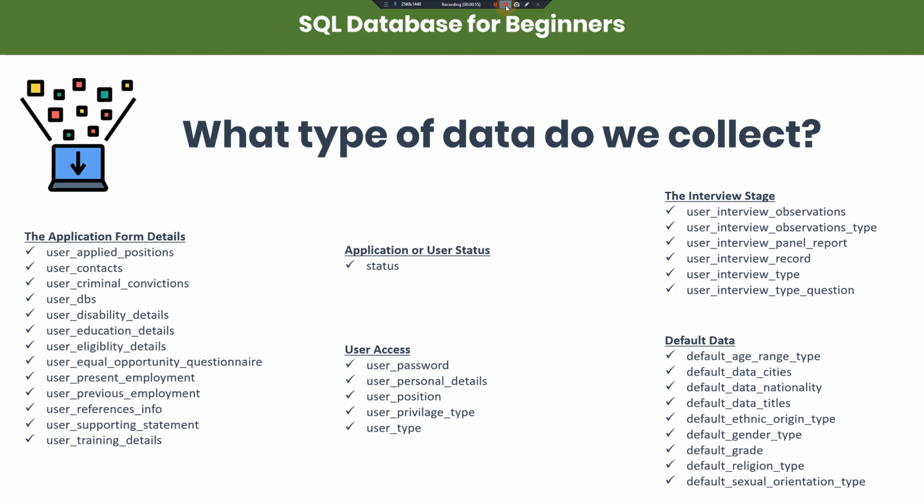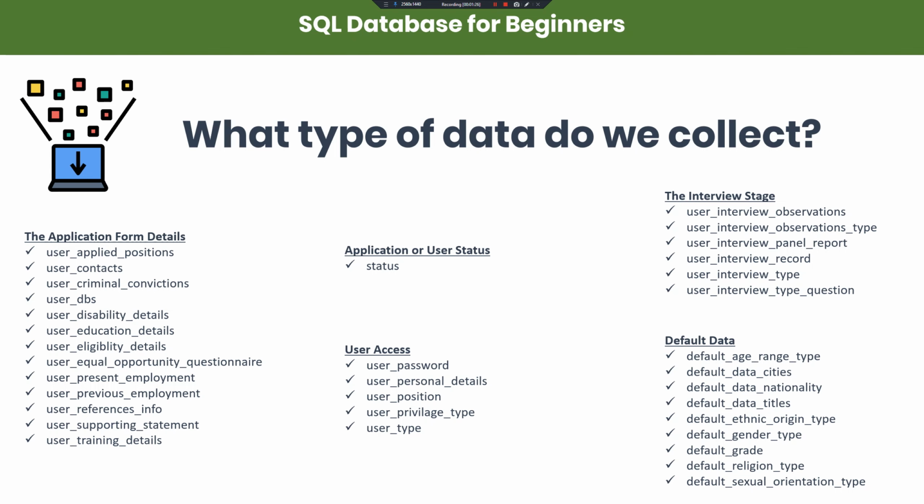The first requirement will be to look at the application form details. What information is going to be stored in our application form? Generally, we're going to be looking for things like the position that the user has applied for. We want to store that information. We want to also store the information of the user contact, so their name and their address, where they live.